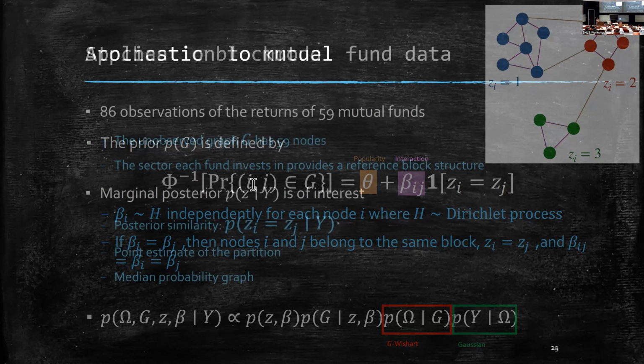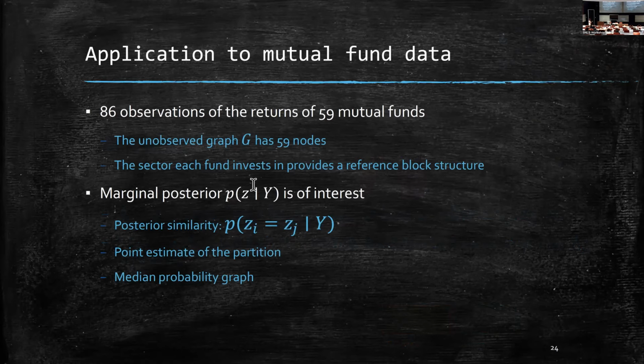Now, this is a very simple example, which is on mutual fund data. There are 86 observations on 59 mutual funds, and we want to recover the structure to see if our result makes sense. There is a natural grouping of these observations depending on which sector the fund invests in. There are four sectors, and we can see if our algorithm managed to recover this block structure. So we are going to look at marginal inference on zeta given y.